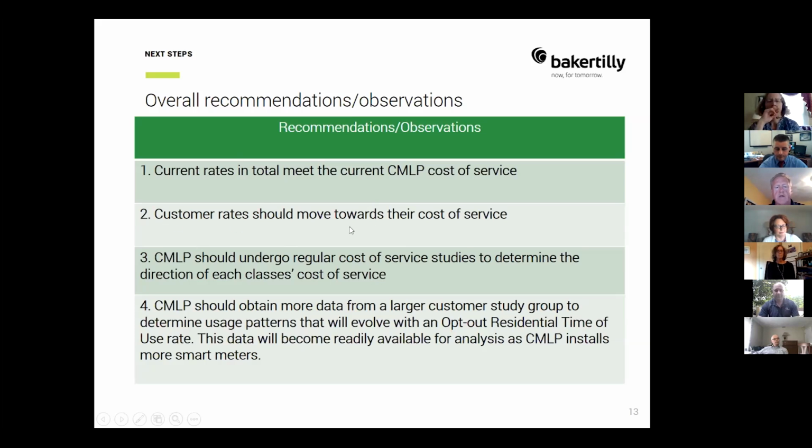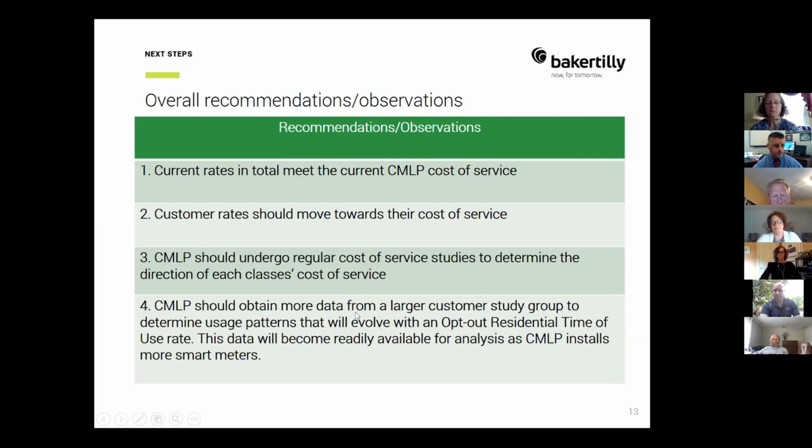And as we recommend to any client that we work for in this realm, the customer rates should eventually move towards their cost of service under the cost causation theory. And again, it's something that should happen over time, be reviewed on a regular basis so that you make sure that the way you're steering the ship is on a fairly straight line and not zigzagging all over the place. So we do recommend that you undergo regular cost of service studies, and you'll have the tool to do that as well.